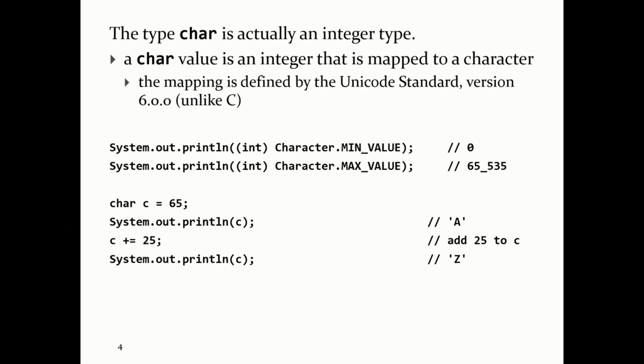So if I set c to 65, it turns out that's the uppercase A. If I print that out as a char, you get the uppercase A. If I cast that value to an int, you get 65. Now, you can do arithmetic with chars. So I can add 25 to c. There are 26 letters in the alphabet, so not surprisingly, if I start at the A and add 25 to it, you end up at the Z. This gives you a way to loop over the letters of the alphabet, for example. You could write a loop starting at char c equals 65, and then update c by 1 each time in the loop and print out each letter in the alphabet.